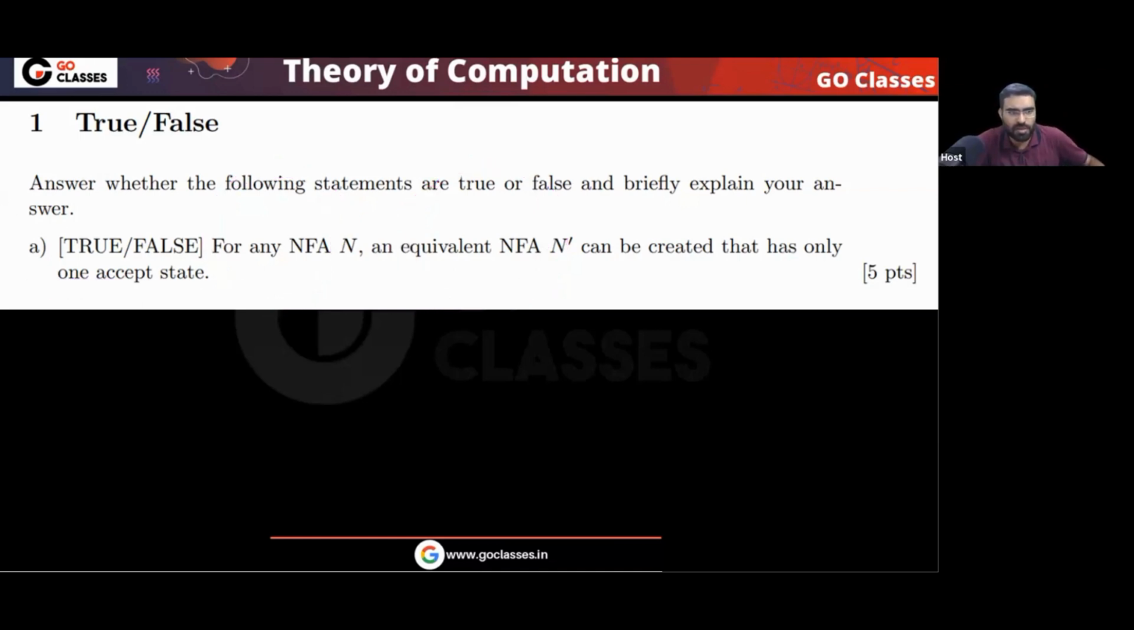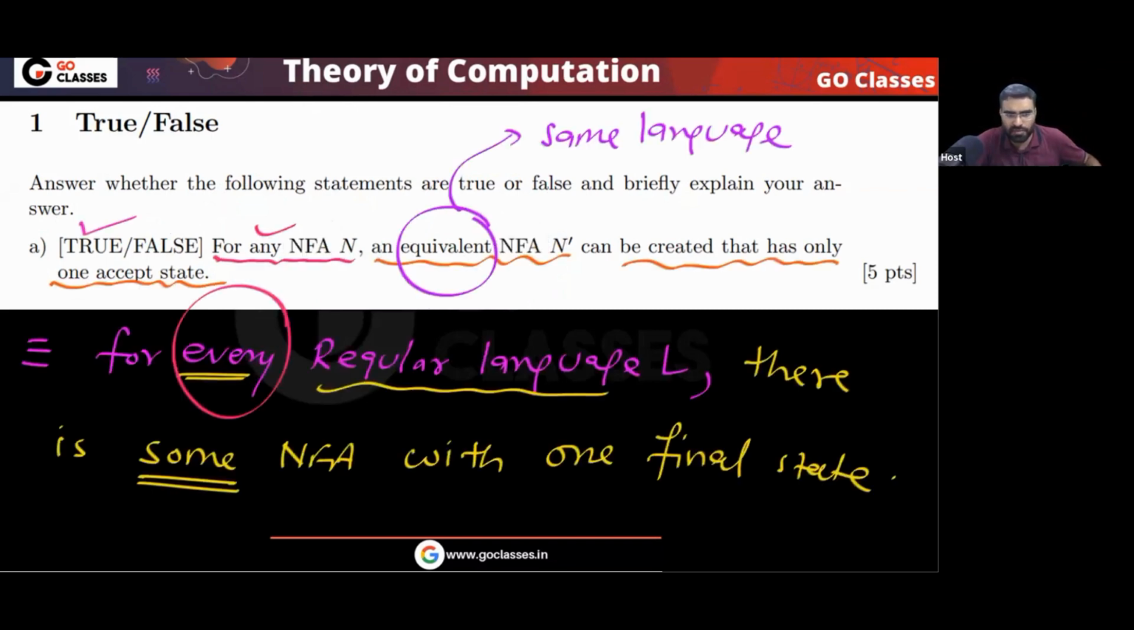Tell me one more thing. Is this statement true for DFA? Can you do this for DFA? Now this is false. You cannot do this for DFA because in DFA we do not have a null move. Yes or no? In DFA we do not have a null move. So we cannot do this in DFA.